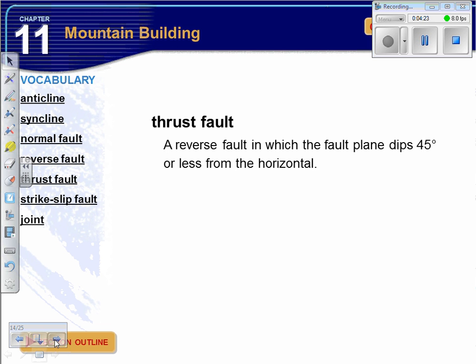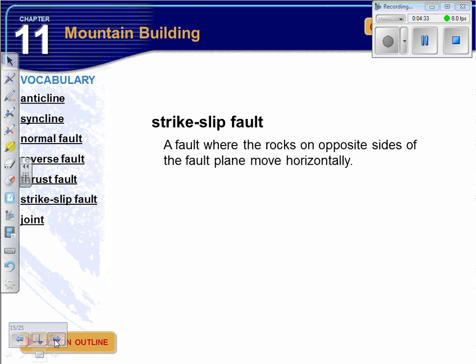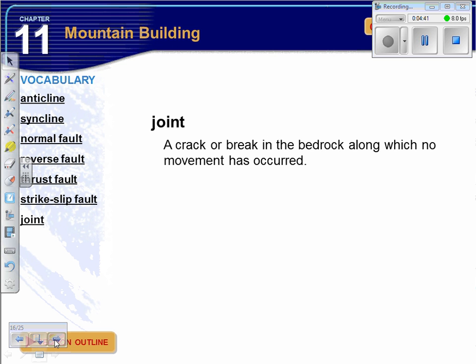A thrust fault is a reverse fault in which the fault plane dips 45 degrees or less from the horizontal. A strike-slip fault is a fault where the rocks on opposite sides of the fault plane move horizontally. They're sliding past each other. And a joint is a crack or break in the bedrock along which no movement has occurred.